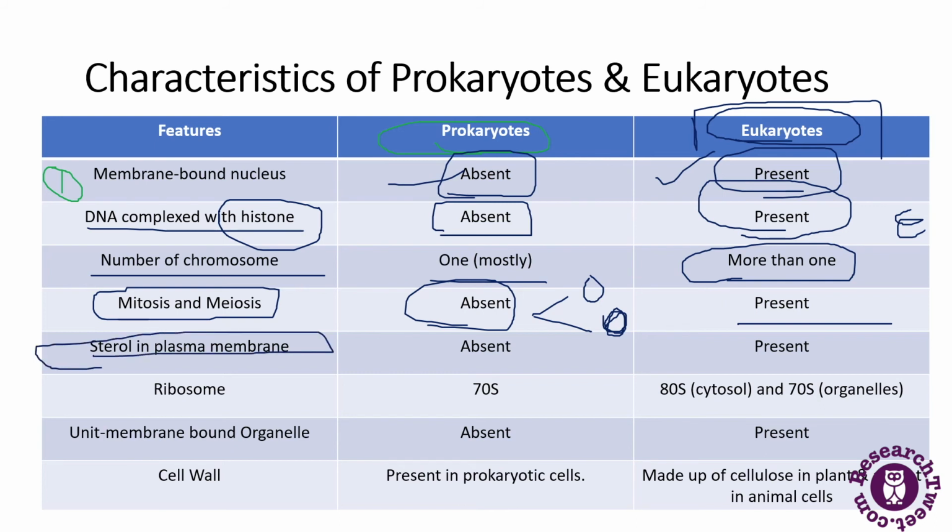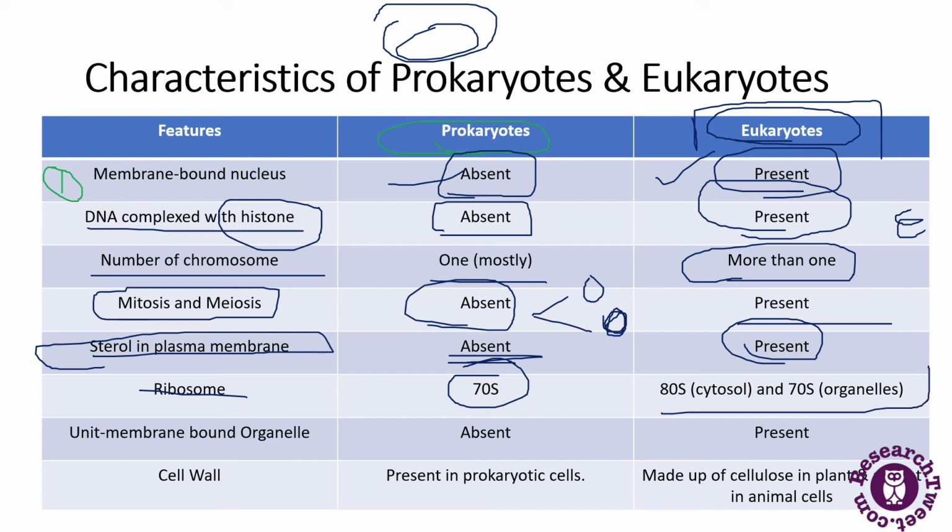Sterol in the plasma membrane. They have the plasma membrane, but sterol is not present in the prokaryotes, though it is present in the eukaryotes. So this is one of the main differences between these two. Ribosomes: we have seen in the diagram that prokaryotes have ribosomes of 70S, and in the case of eukaryotes, in plants and animals, they have 80S in the cytosol and 70S in the organelles. So this is the difference.